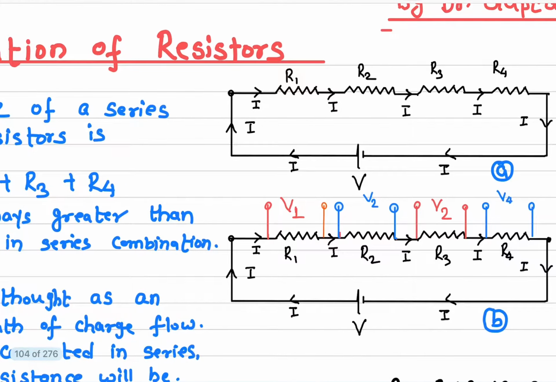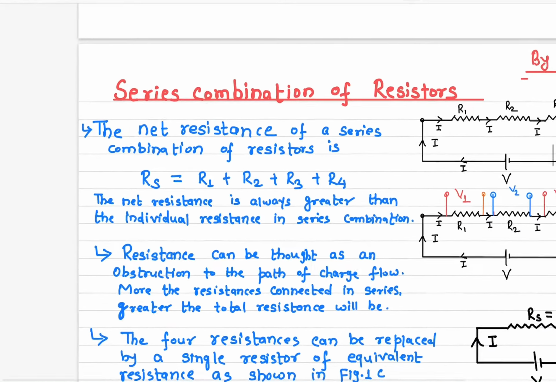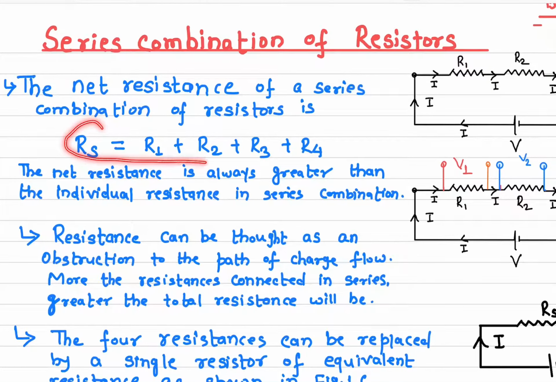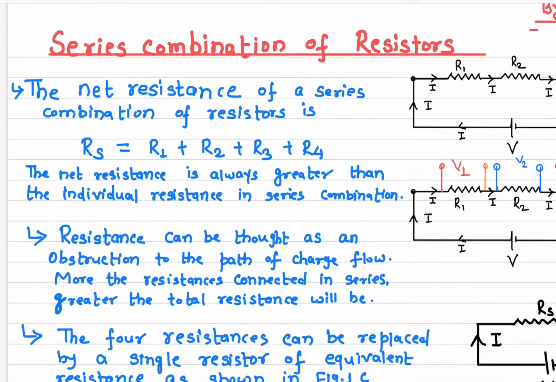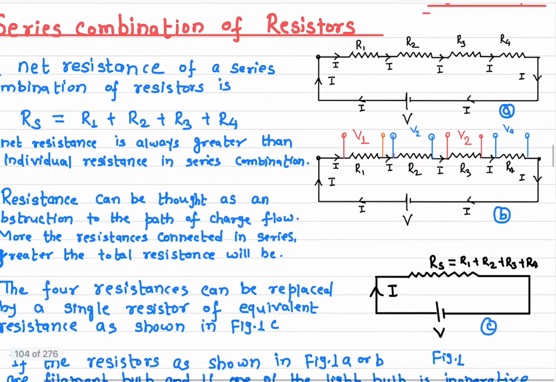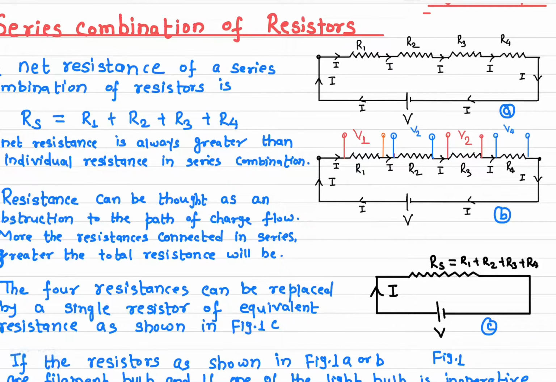If they are connected in series combination, then the net resistance or effective resistance is given by R1 plus R2 plus R3 plus R4, just a scalar addition of all the resistance values. So in a series combination, the net resistance is always greater than the individual resistances because they are added together. The net resistance is always greater than R1, R2, R3, or R4, or greater than the greatest resistance.